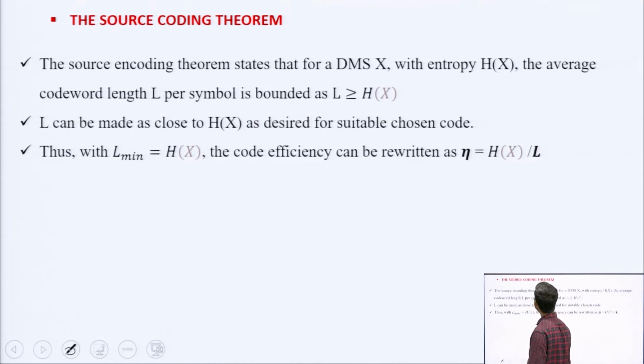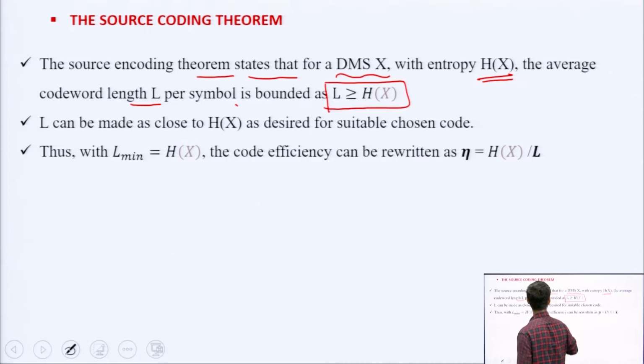Next, the source coding theorem. What is the source coding theorem? The source coding theorem states that for a discrete memoryless source X with entropy H(X), the average code word length L per symbol is bounded as L greater than or equal to H(X). This is the source coding theorem. L can be made as close to H(X) as desired for a suitably chosen code.